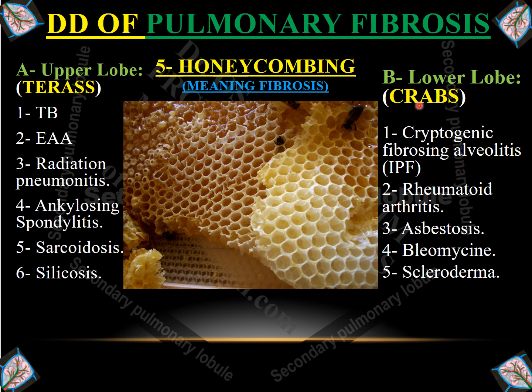For the lower lobes, the mnemonic is CRABS for causes of fibrosis. C is for cryptogenic organizing pneumonia, fibrosing alveolitis or idiopathic pulmonary fibrosis, which occurs with usual interstitial pneumonia if there is no definite cause for the fibrosis. Rheumatoid arthritis can also cause lower lobe fibrosis, and a concomitant finding in the film can show arthropathy in the glenohumeral joint or sternoclavicular joint. Asbestosis, if there are pleural plaques, bleomycin according to the history, and scleroderma if there is dilatation of the esophagus.